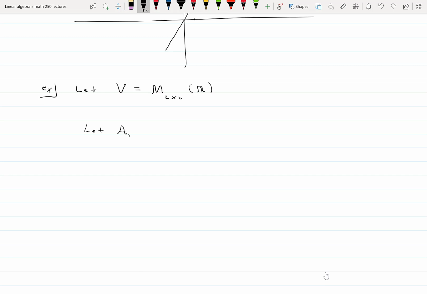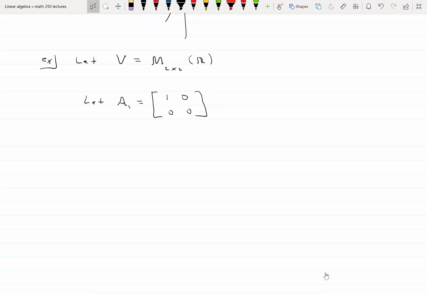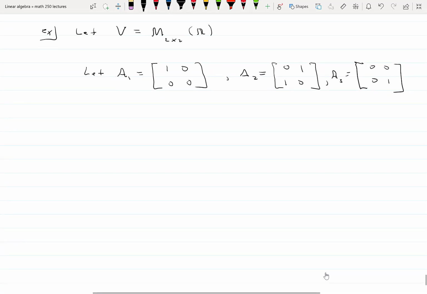Let A1 be the 2 by 2 matrix whose entries are 1, 0, 0, and 0. A2 is 0, 1, 1, 0. A3 is 0, 0, 0, 1. I have 3 vectors from the set of all 2 by 2 matrices with real entries, that vector space.